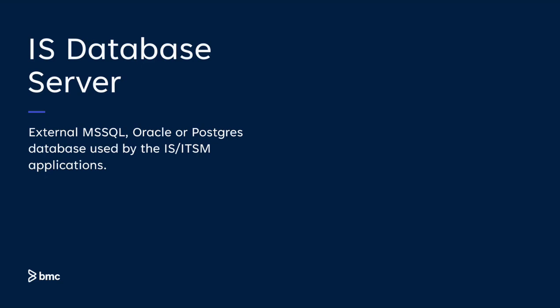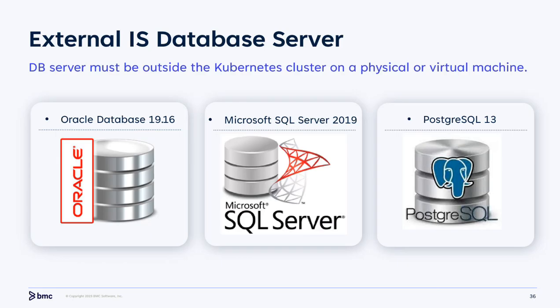Next up is the Innovation Suite database server. Unlike the Helix platform, where the database is running internally and uses persistent volumes and pods within the cluster, the IS database server has to be external. BMC supports, as with the earlier versions of AR System, SQL, Oracle, or Postgres as the database. It needs to reside on a system which is external to your cluster, so either a physical or virtual machine.